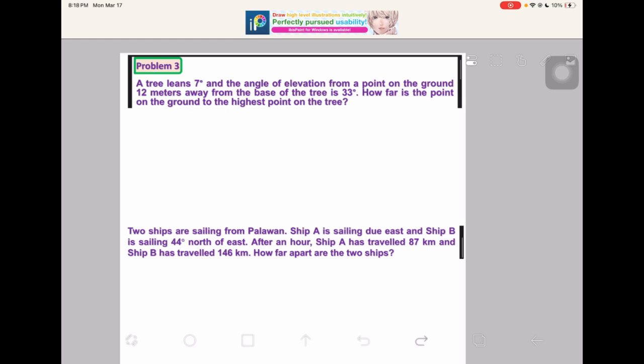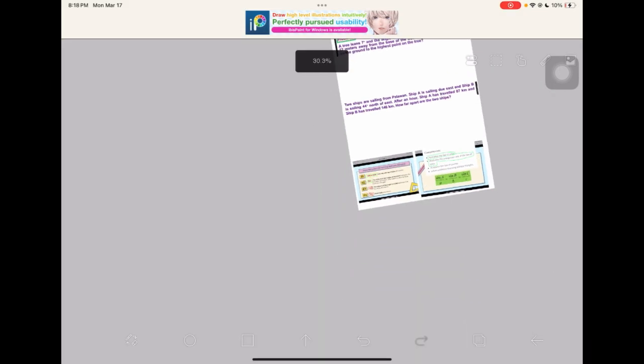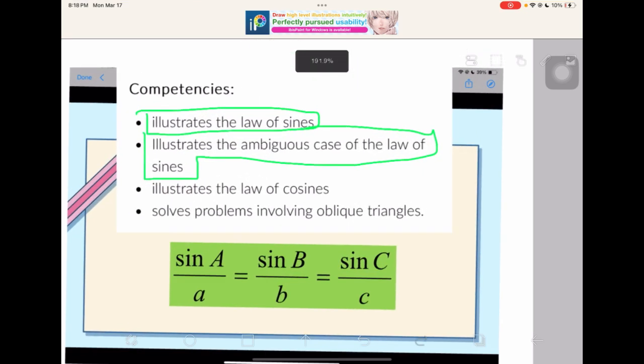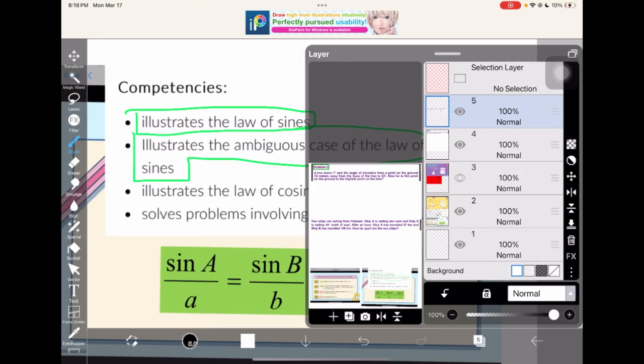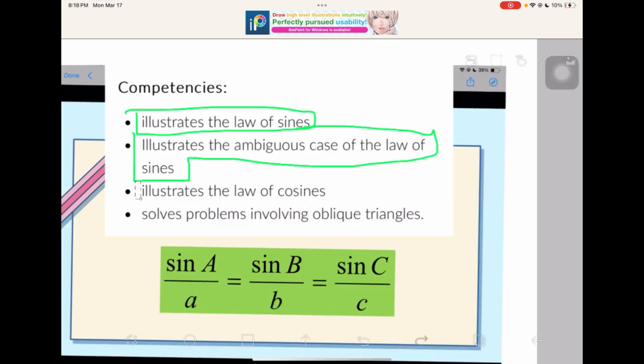Alright, this is going to be our last topic: the application of, or the problems relating to, oblique triangles. This can be either the law of sines or cosines. Let's just finish this.